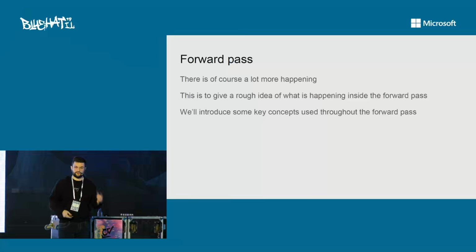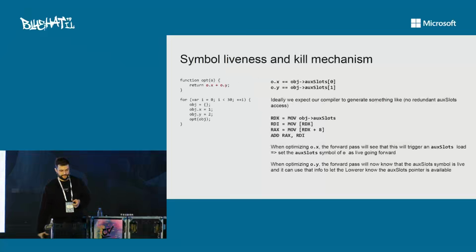And I'll introduce two key concepts that I use throughout the Chakra JIT compiler to perform the optimization right now. The first one is called symbol liveness. If you've done some data flow analysis, you probably know that term. It's what the Chakra team uses as lingo as well, so you will find those words in the code.